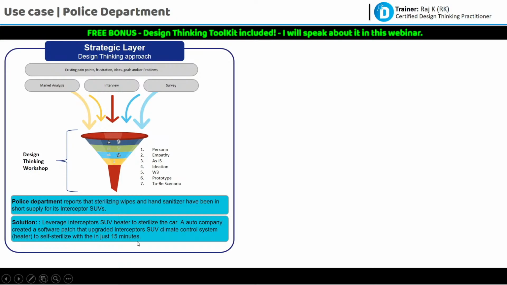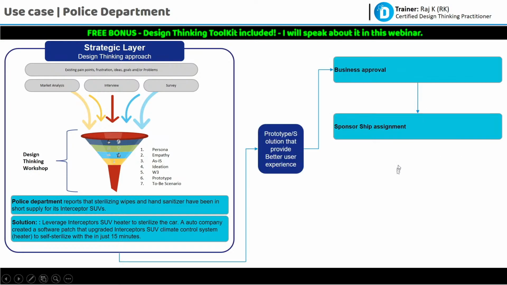So this was a very fabulous idea, and within a few days, this company created that software and added it into the Interceptor SUVs in the programming module. And when they select that option, they will come out of the SUV and it will heat up for 15 minutes. Done. You get a ready SUV and hand it over to the next shift people to take that SUV. How cool is that, right? So that is what was done.